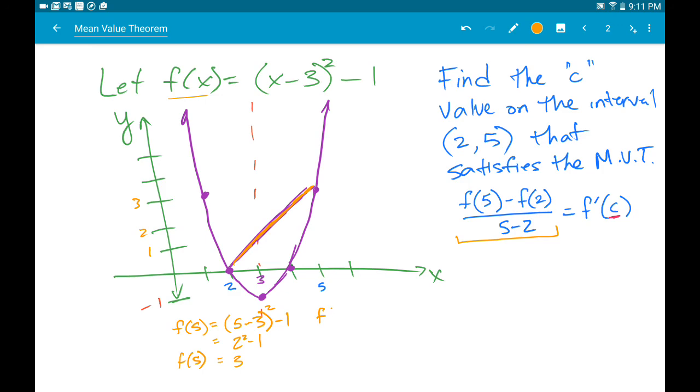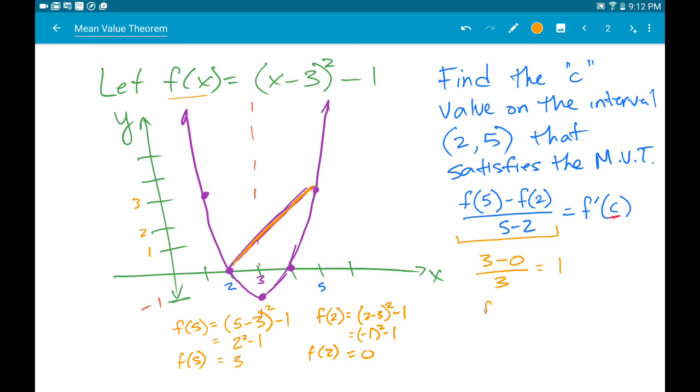And f of 2 is going to be 2 minus 3 squared minus 1. And we got negative 1 squared minus 1, and it is 0. So it looks like our graph actually looks pretty good. So if we substitute these values in, we have a 3 minus 0 over 3. That's my 5 minus 2. And so the slope of this orangish line is 1. You know, rise over run, just straight up algebra.